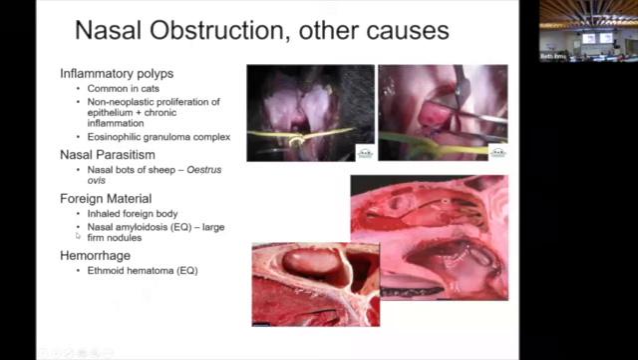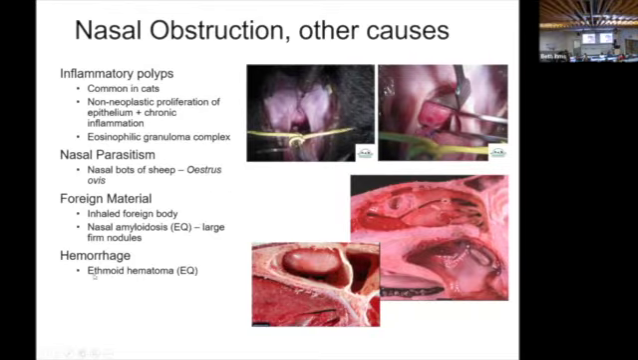Nasal amyloidosis is kind of a weird one. So that's this guy down here. This is a horse thing, and they present as these very large, firm, smooth, pink-tan nodules, usually in the turbinates. Amyloidosis is usually associated with chronic antigenic stimulation. Not sure why it's a horse thing, but stupid horses.